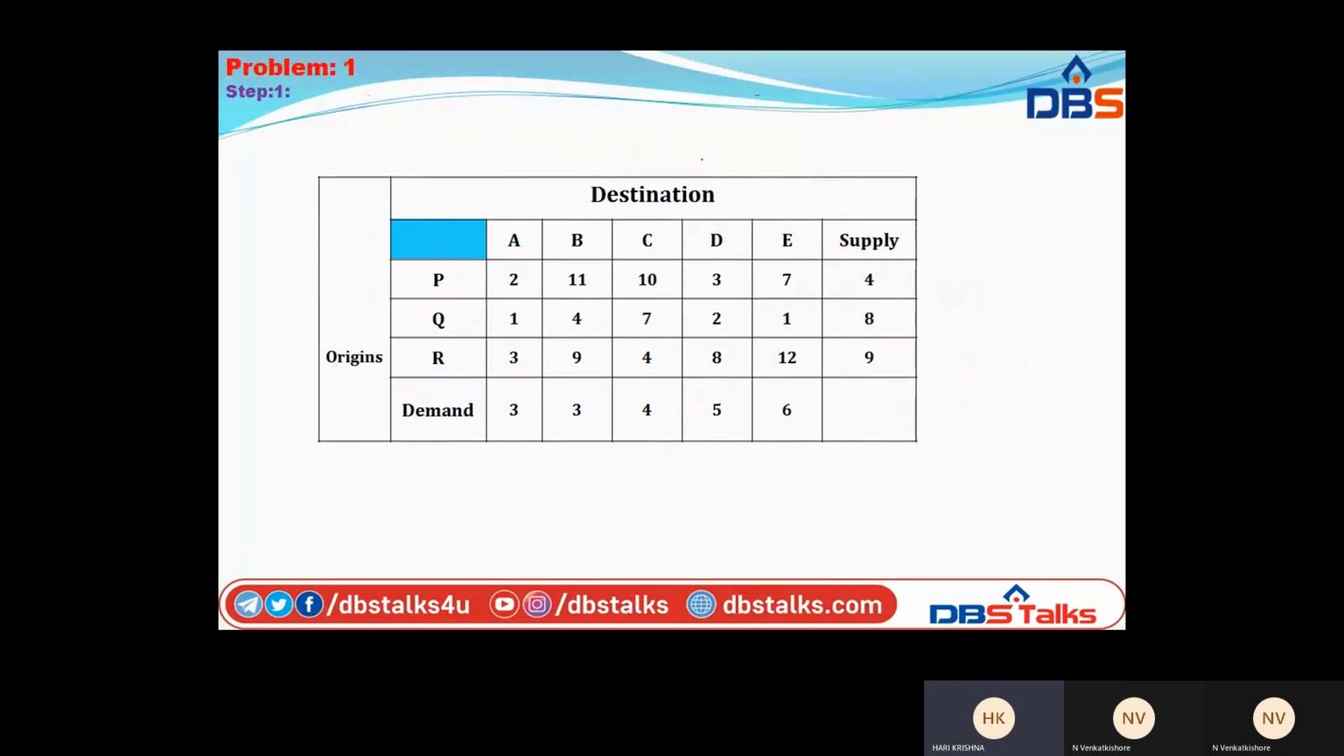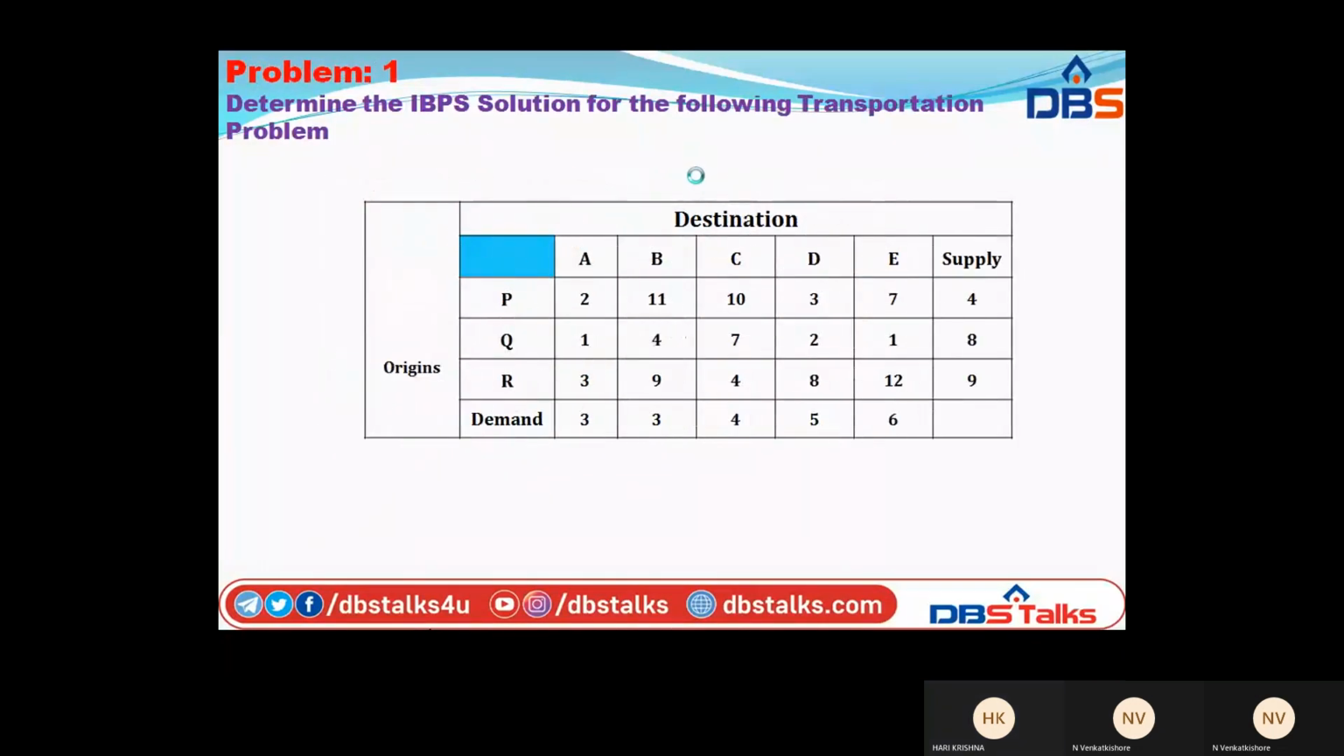Next step. This is called step one. So what is step one? This is the given problem. Determine the IBFS solution for the following transportation problem by using so and so method. The method name is Vogel's approximation method.